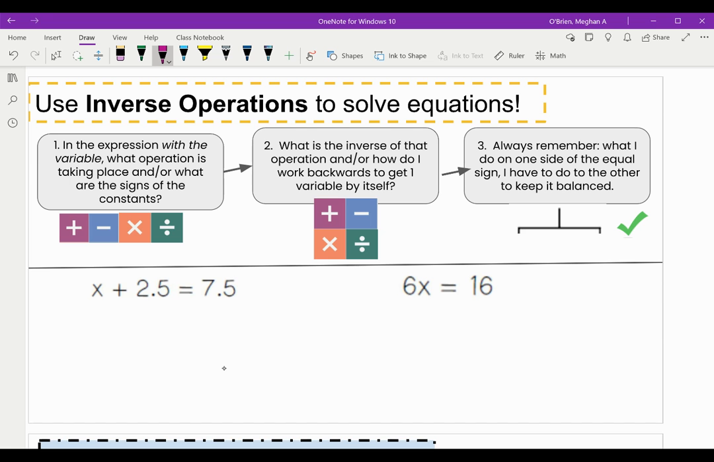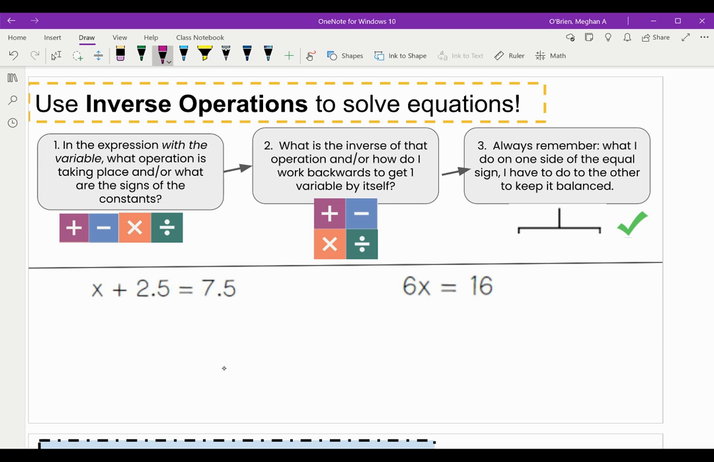And then step two is we want to think to ourselves, well, what's the inverse of the operation that's in the equation? And/or how do I work backwards to get the variable by itself? So I want to do the opposite of what's there, kind of like you saw me do earlier, like working backwards. And then step three, always remember what I do on one side of the equal sign, I have to do to the other side of the equal sign to keep it balanced, just like the balanced hanger model. So let's put this into action.